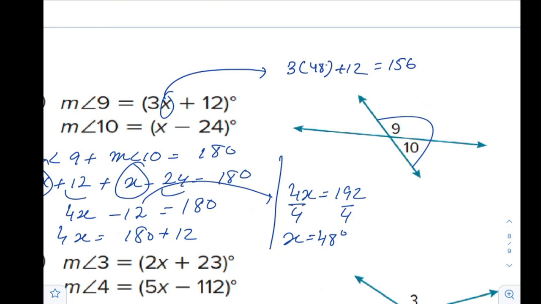Measure of angle 10 will be just the supplement. You can just subtract or you can replace as well. So you can say 48 minus 24, which is 24 degrees. Easy.